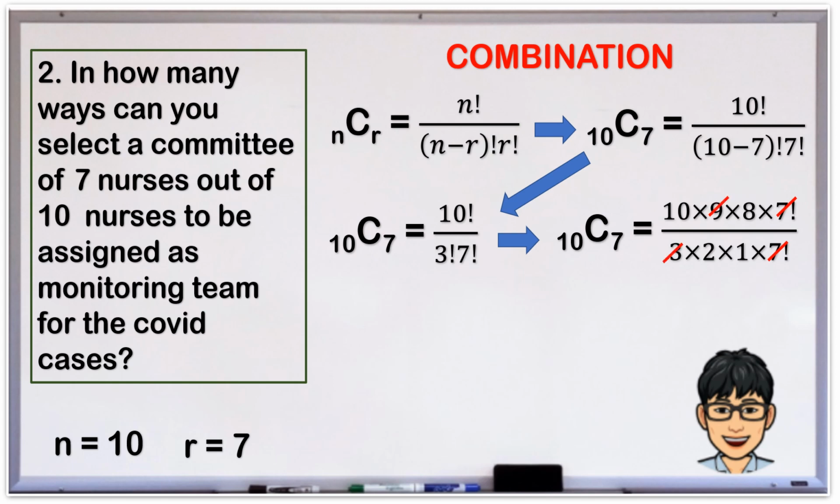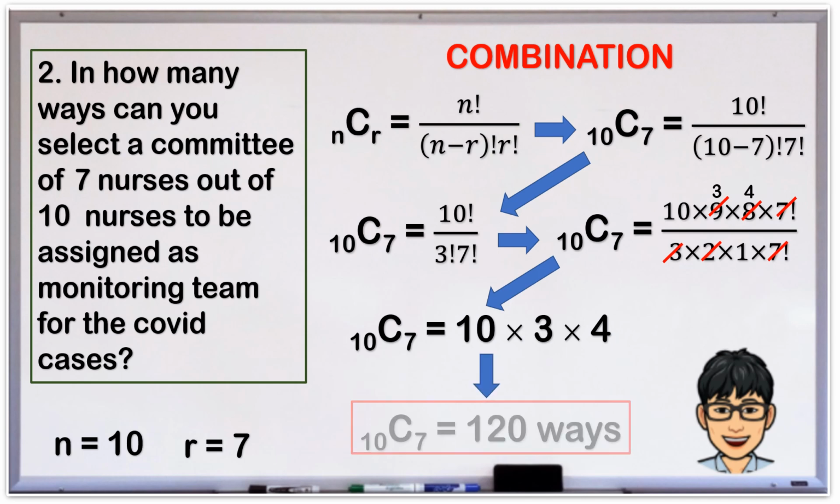Also, we can divide 9 by 3, and that is equal to 3. And also, we can divide 8 by 2, and that is equal to 4. Next, let us find the product of 10 times 3 times 4. And that is equal to 120. Therefore, meron tayong 120 ways para makapamili ng 7 nurses para bumuo ng isang committee.